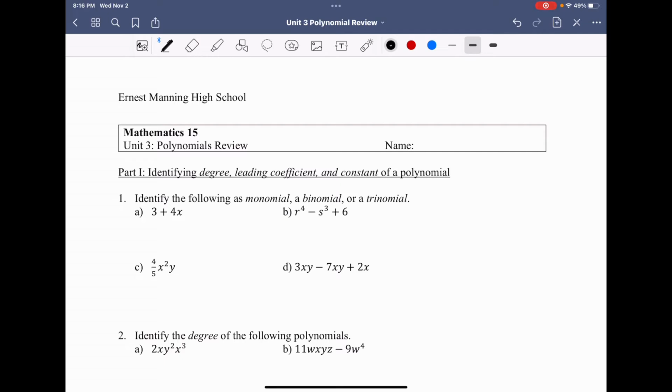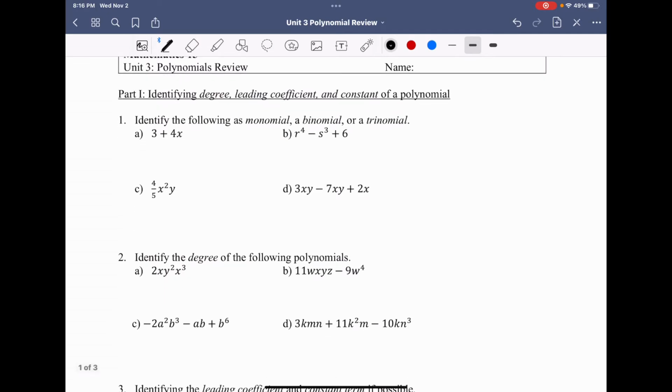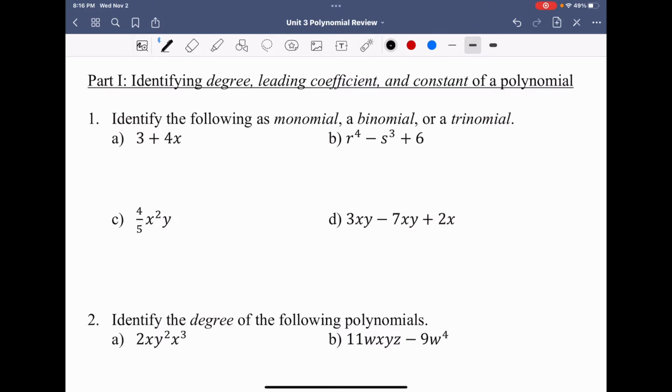So if I look at part 1 here, identifying the degree, leading coefficient, and constant. Well, let's start off with thinking about what makes a monomial, binomial, or trinomial. So in the first one, A, two terms being added together, this is a binomial. In our part B, we have three terms all unique being added or subtracted. This is a trinomial.